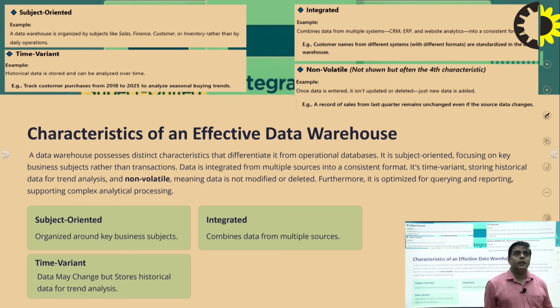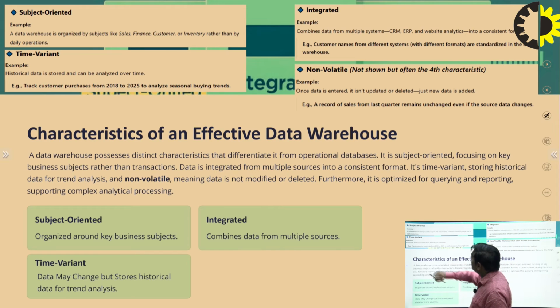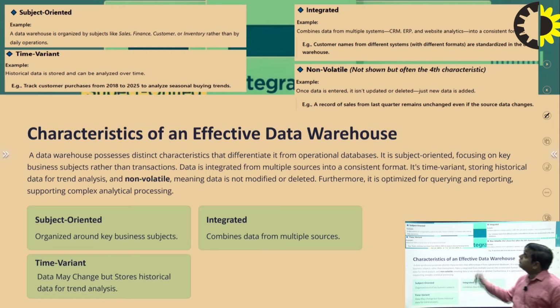Next is the characteristics of data warehouse. There are mainly 4 types of characteristics. First is subject oriented, next is integrated, next is time variant, and fourth is non-volatile. The first characteristic is the subject oriented.